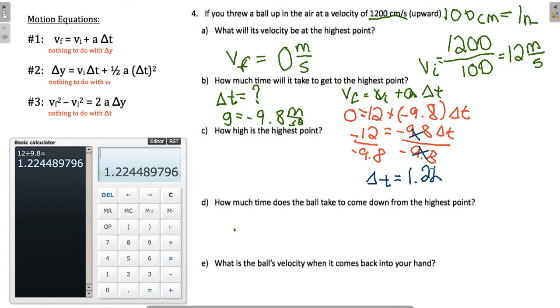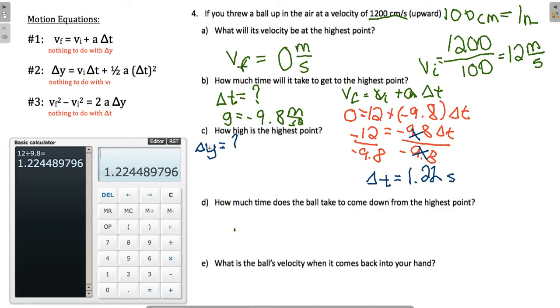1.22, that's a 2. This is a time, and we measure time in seconds. Alright, there's my answer for part B, 1.22 seconds. C asks us how high is the highest point. So now we can use the fact that we know the time and try to find out what delta y is going to be. How high did the ball get?